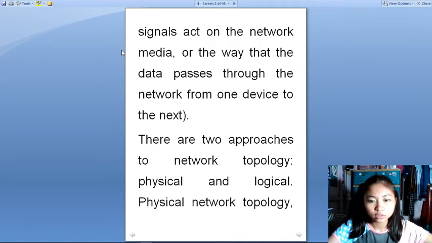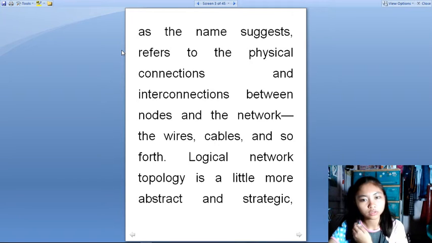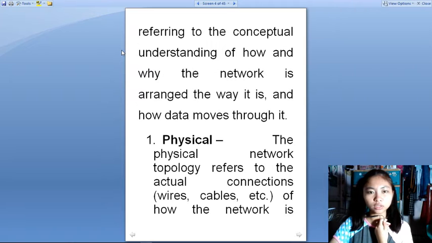There are two approaches to network topology: physical and logical. Physical network topology, as the name suggests, refers to the physical connections and interconnections between nodes in the network, the wires, cables, and so forth. Logical network topology is a little more abstract and strategic, referring to the conceptual understanding of how and why the network is arranged the way it is, and how data moves through it.